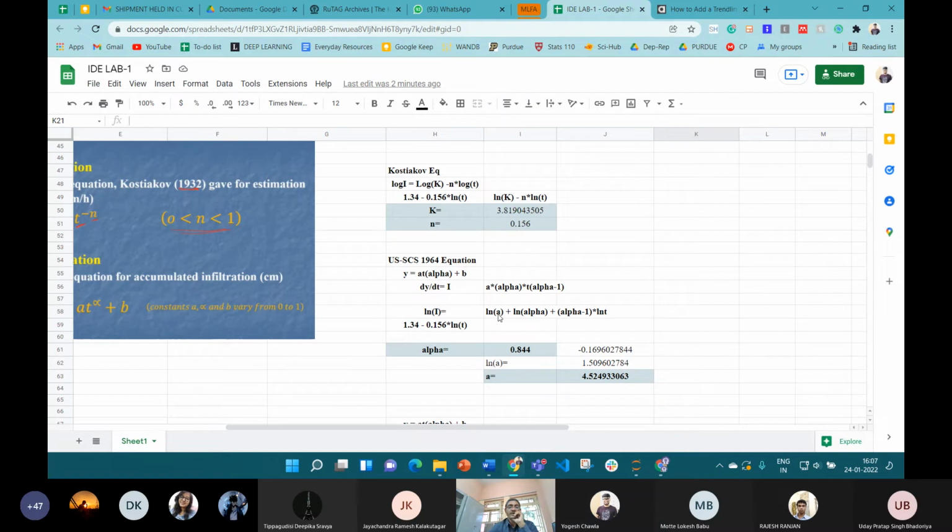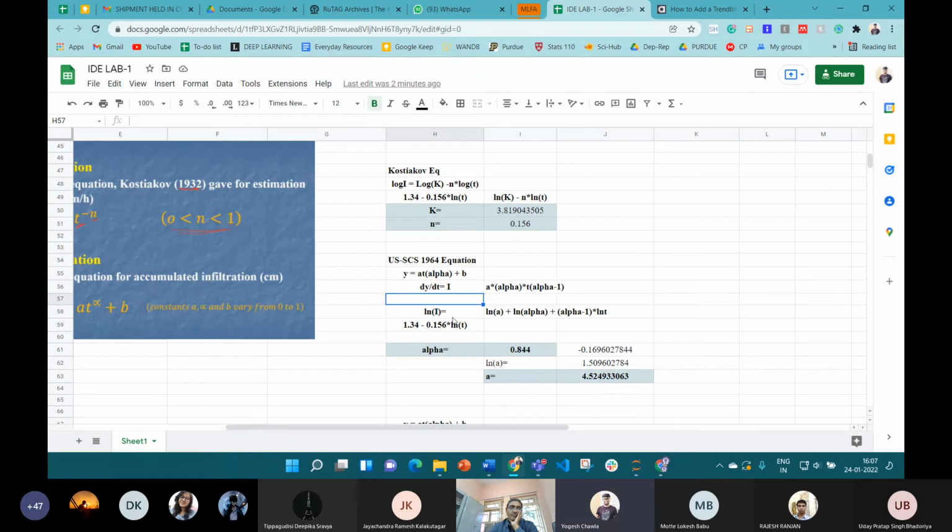A alpha t to the power alpha minus 1. That is the simple condition. It will be either if you are fitting to infiltration rate this, or you can even fit to cumulative condition as well, y is equal to A alpha plus B. We can do that, but that's more complex. So we thought it's an easy calculation, so let's go for this only.